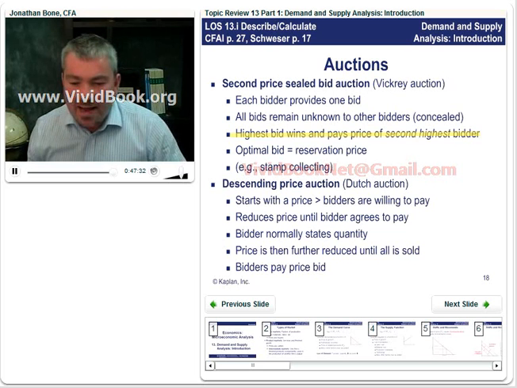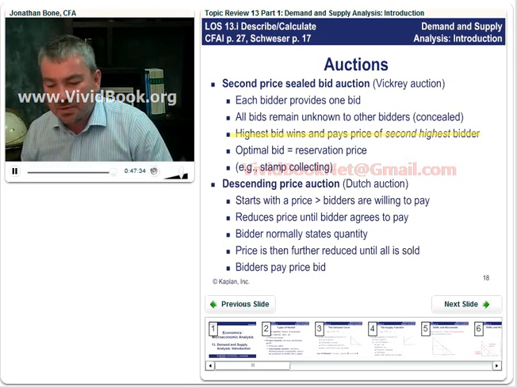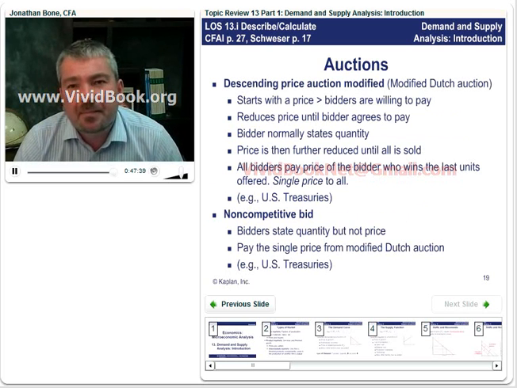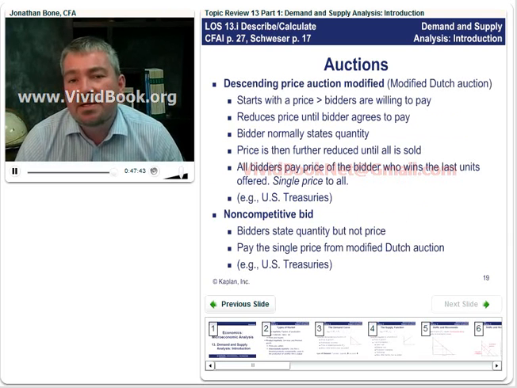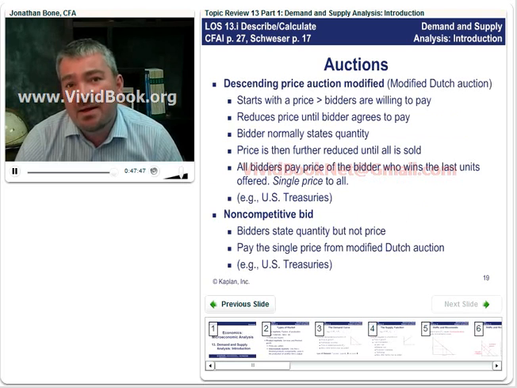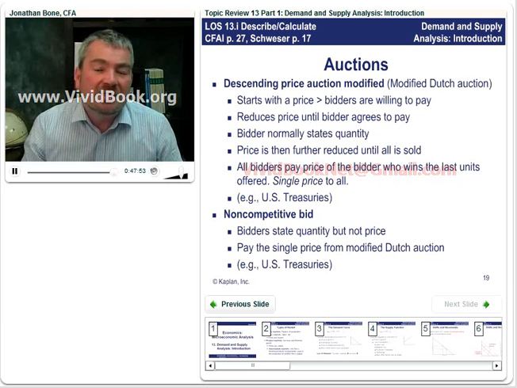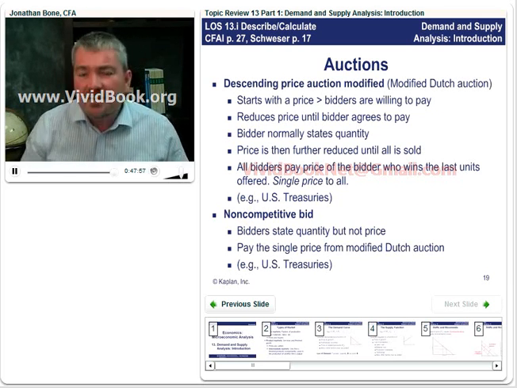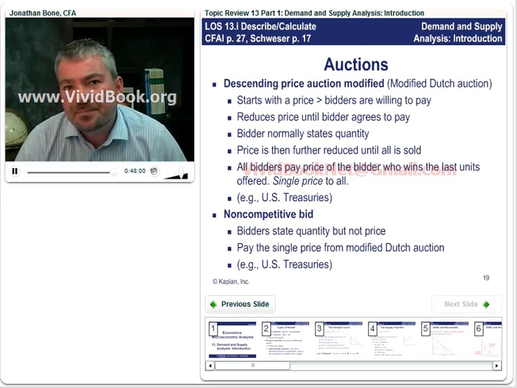Now, let's compare that to a modified Dutch auction. Modified Dutch auctions are common in government bond issuance. We see it as the mechanism that's used to issue US treasuries. We also see it in the UK as the mechanism that the Debt Management Office uses to issue UK government gilts, which is just the UK version of a US treasury. So this is very common in government bond markets.